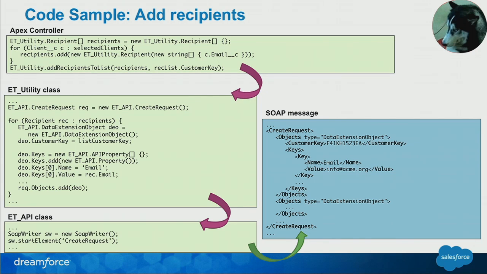It's a very similar one. Again, we create a request, but this time a list of object elements. All of them are of type data extension object, and all of them have the same customer key, which is the same as the previous one.